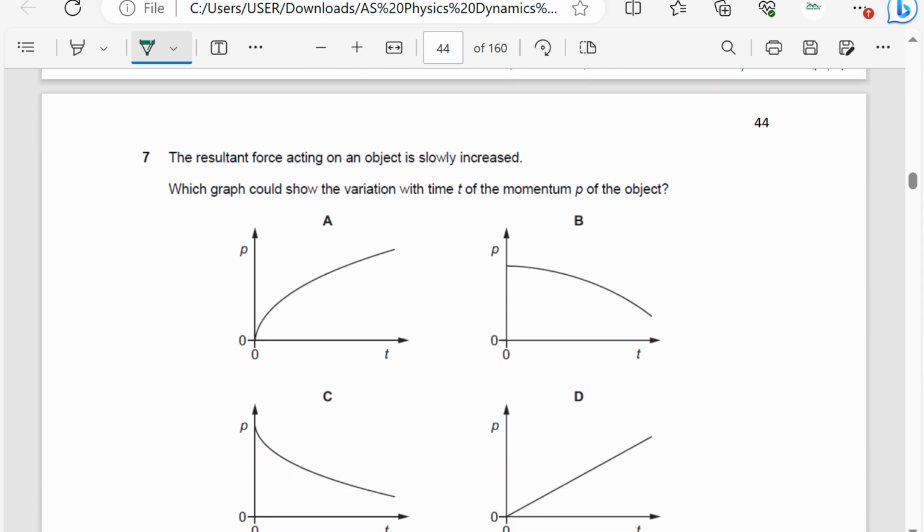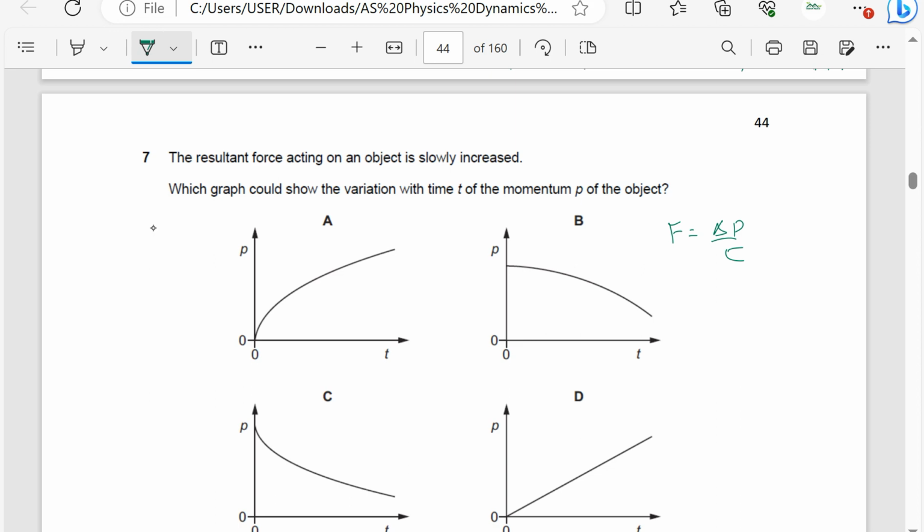The resultant force acting on an object is slowly increased. Which graph could show the variation with the time t of the momentum p of the object? So we know that force is equal to the rate of change of momentum. So if I make a momentum, which graph could show the variation with time t of the momentum of the object?